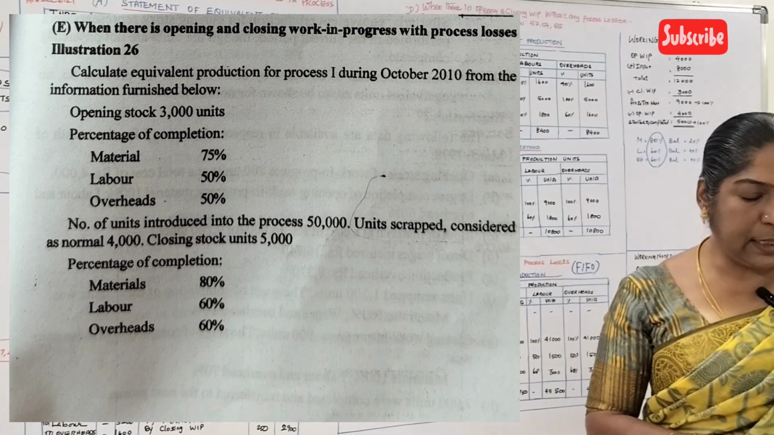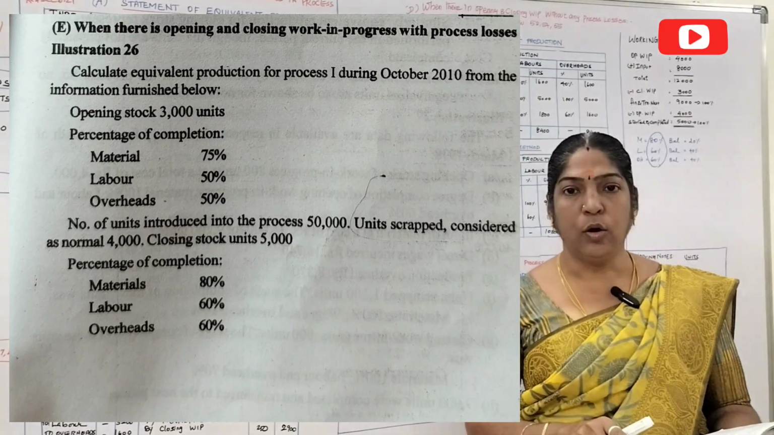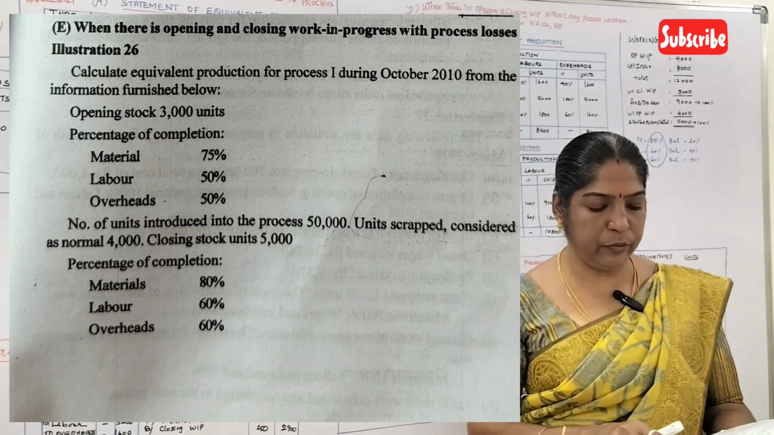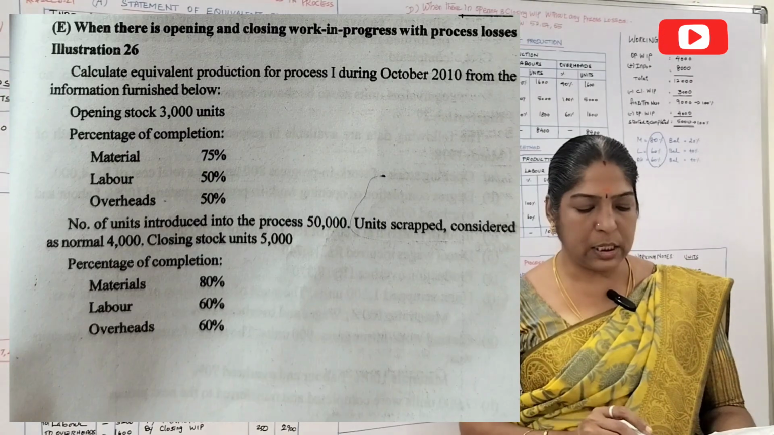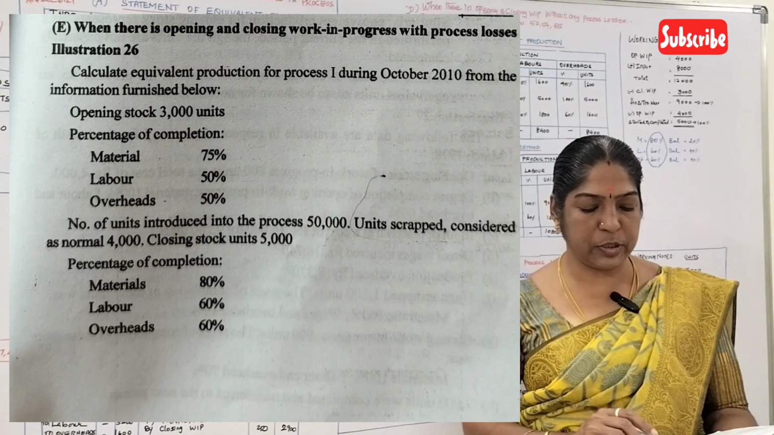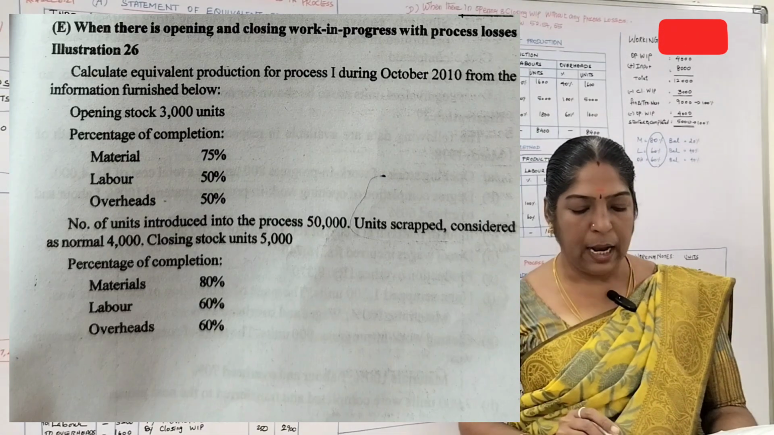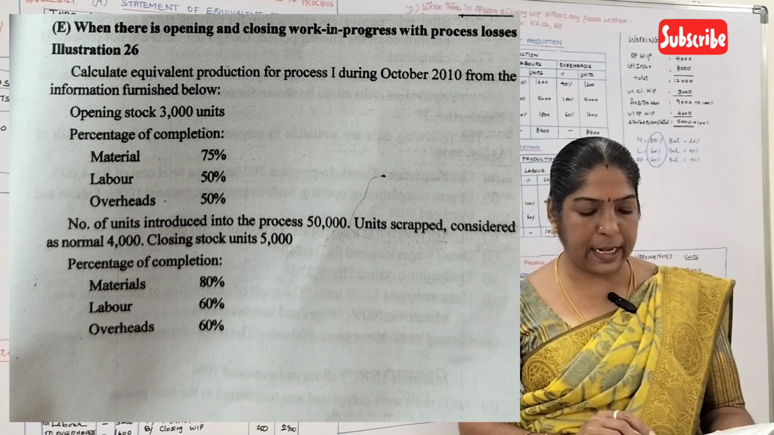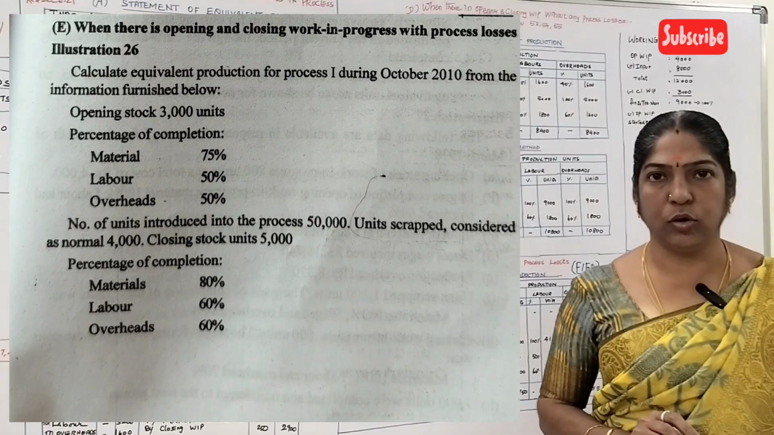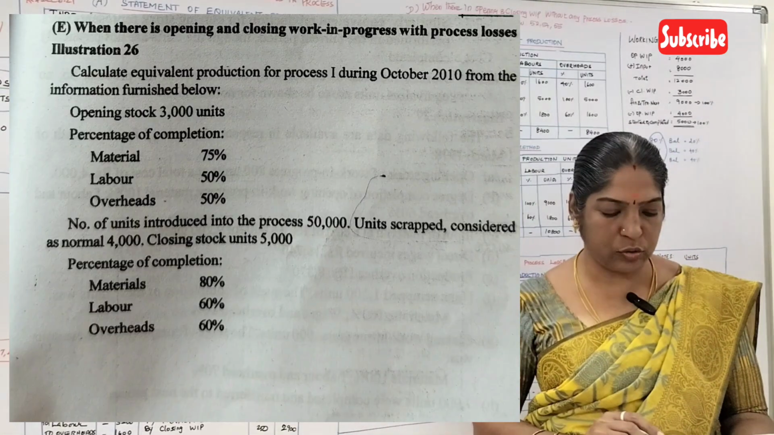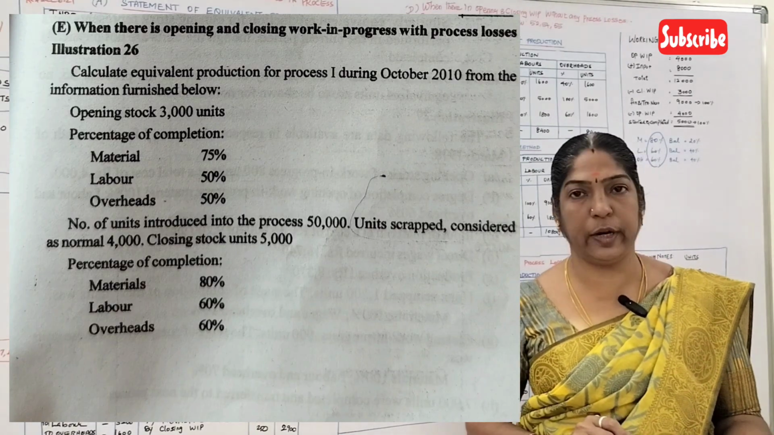Okay, so let's take illustration sum number 26. Calculate equivalent production for process 1 during October 2010 from the information furnished below. Opening stock 3000 units, percentage of completion: material 75%, labor 50%, overhead 50%. Number of units introduced into the process 50,000 units, and units scrapped and considered as normal, which means a normal loss is given here. Closing work in progress is given here, 5000 units. Percentage of completion for the closing stock is material 80%, labor 60%, overhead 60%.